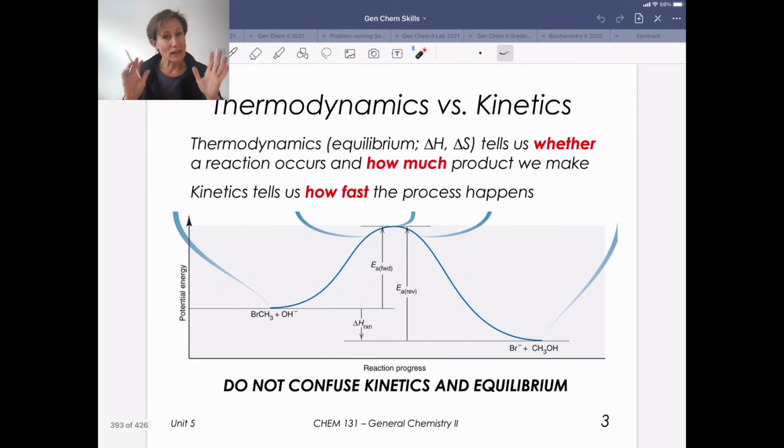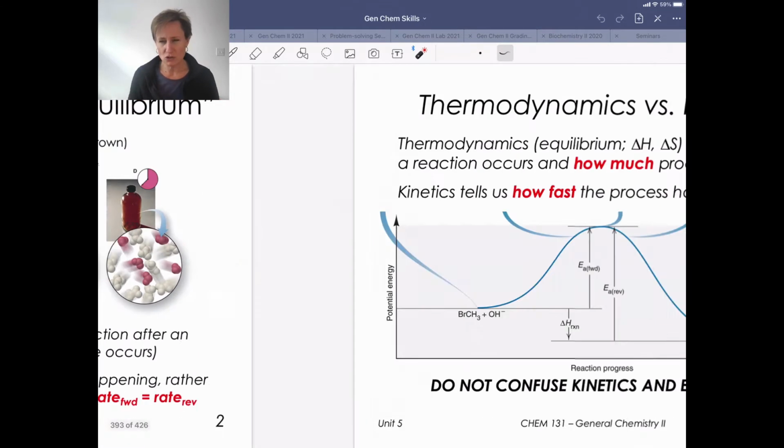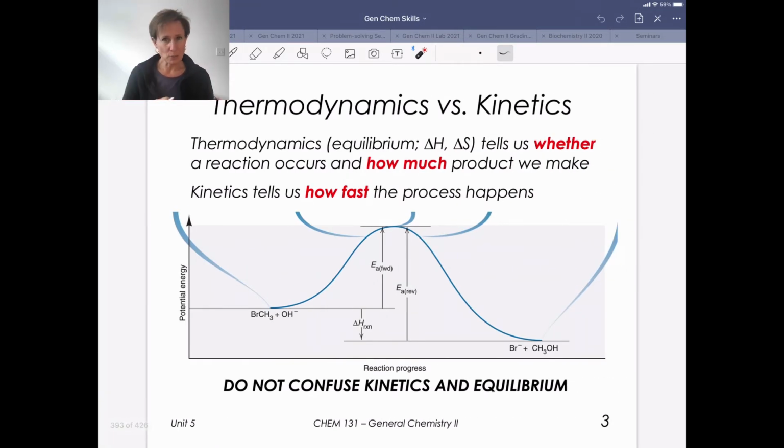Even though I introduced this concept of rate, when I said the forward and reverse rates are equal to one another, we need to make sure that we don't confuse equilibrium and kinetics, or thermodynamics and kinetics. When we think about equilibrium, that's this unit that's also thinking about things like enthalpy and entropy. That tells us whether a reaction occurs and how much product we make. So I want you to have these terms up in your brain. We're going to revisit those at the very end of the semester.